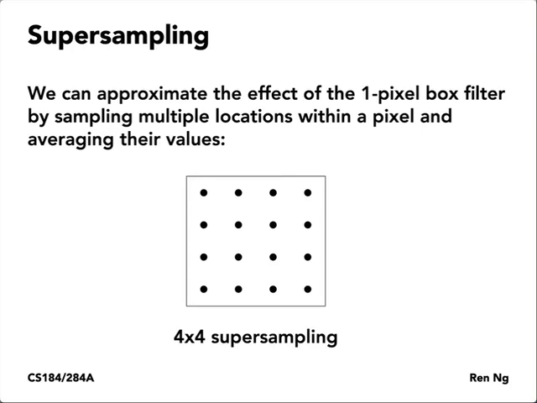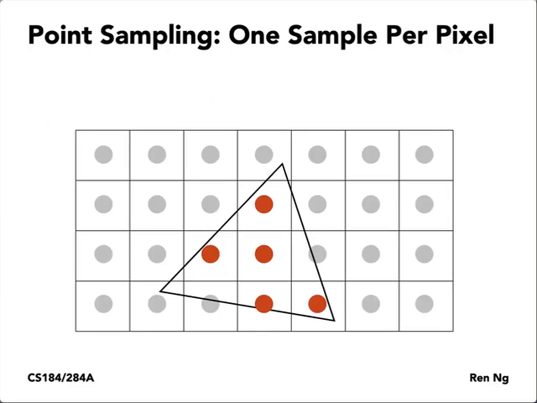In particular, we can make the simple observation that we can approximate the effect of the one pixel box filter, or the area coverage of the triangle over the pixel that I described. We can approximate those things by just sampling multiple locations inside the pixel and averaging their values. That's what we call super sampling. For example, here is 4x4 super sampling. So we're taking 16 samples inside the nominal square boundary for this pixel. Let me show you a pictorial cartoon example of this.